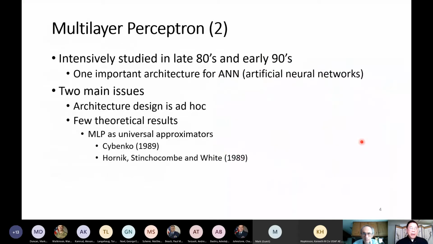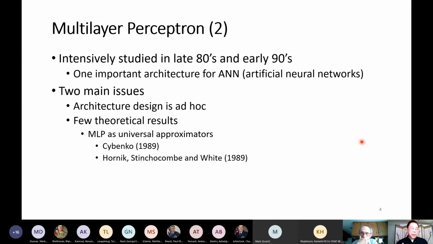This multi-layer perceptron is a very important architecture for the artificial neural net, which was popular in the late 80s and early 90s. But of course, as I mentioned, there are two main issues. One is the architecture design and hyperparameter selection. It's very ad hoc. When you see a paper, usually they tell you what the architecture looks like, but they don't tell you how difficult it was to get this kind of design right.